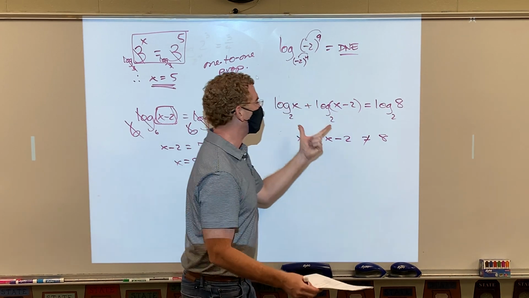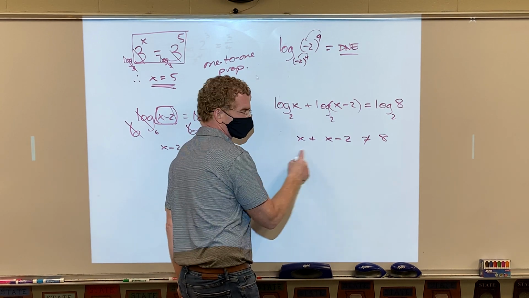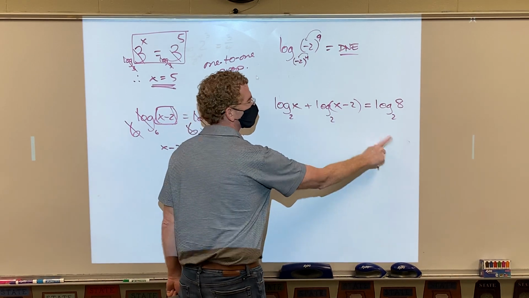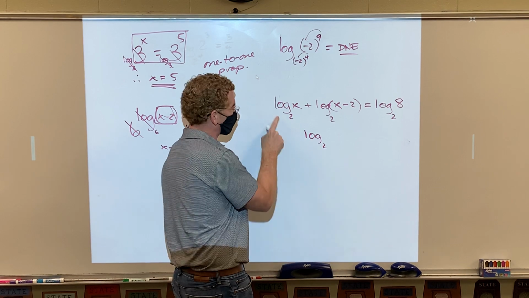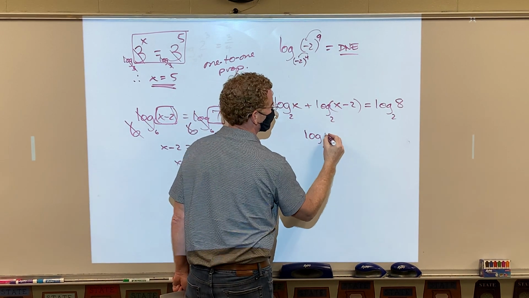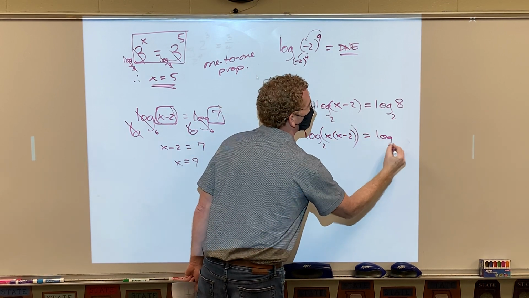But wait, can you add 2 logs together? Now think about this. This would be x plus x minus 2 equals that. That's not right. But how do you add 2 logs together? So you keep the log that they have in common. Of course, you have to have 1s in front or swing that number up. And then you'd multiply that. Okay? Now what do you have?